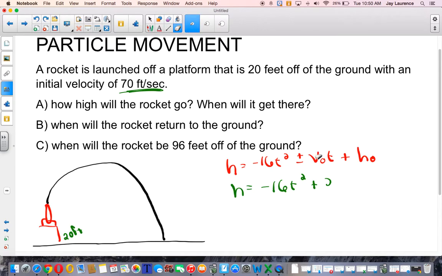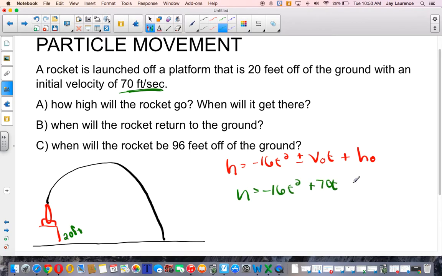H equals negative 16t squared plus 70t plus 20, because the starting height is 20 feet up in the air. All right, now, question A, actually, I'm going to do this part first, and then I'm going to do that part. You see, this is going to be the T of the vertex, and this is going to be the H of the vertex. So to find a vertex, I use T equals negative B over 2A. All right, and so I'm going to do negative 70 over negative 32.